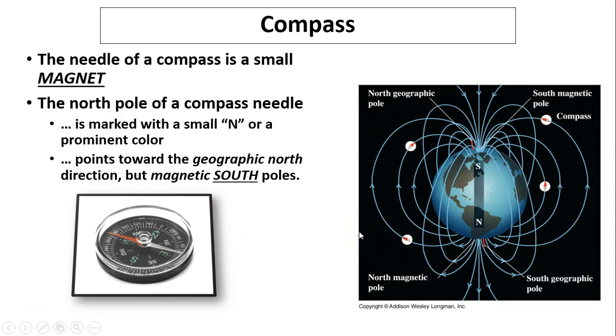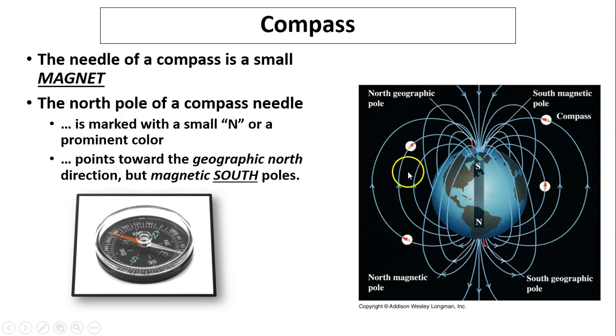Compass. The needle of a compass is a small magnet. The north pole of the compass is marked with N, usually in red. Where does this red point? It points to the north direction, which is the magnetic south pole. So here's the Earth. The north geographic pole is actually the south magnetic pole.